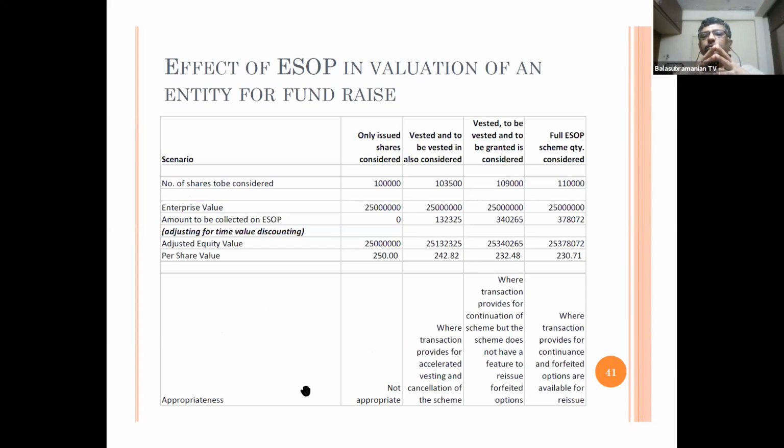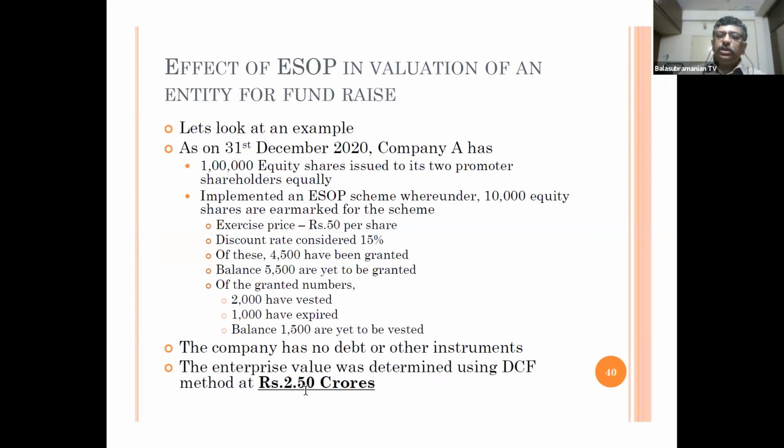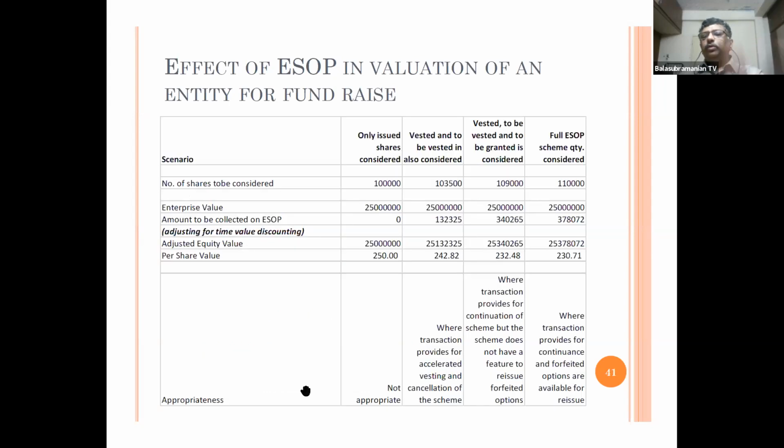So let's look at 4 options, right? Let's take one option where we are considering only the issued shares, that is the 1 lakh shares which is issued. Let's look at an option where vested and to be vested is also considered. That is, we saw that 2,000 shares are vested and 1,500 are yet to be vested. So 3,500 shares additionally are considered.